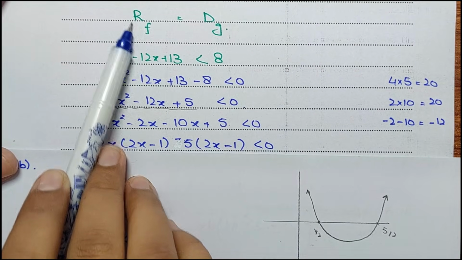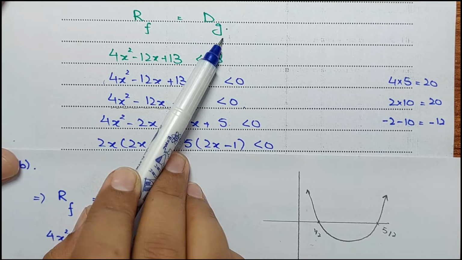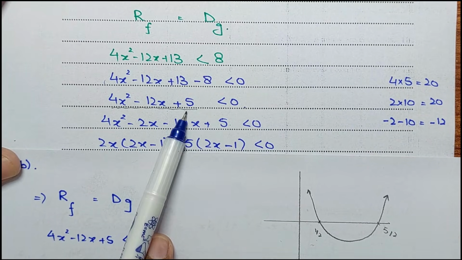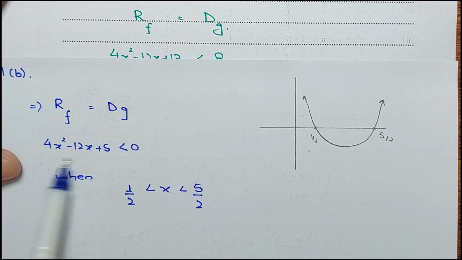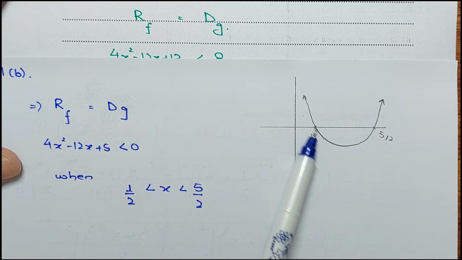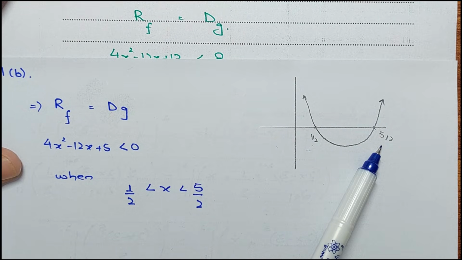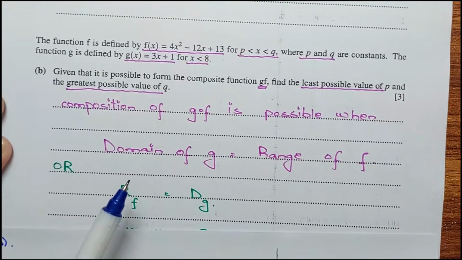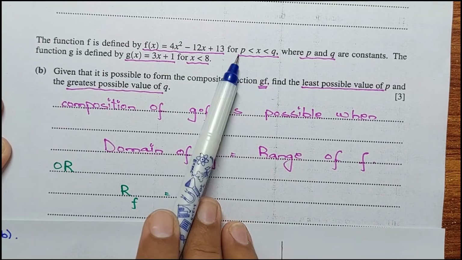Now here, the range of f equals the domain of g. So we have this expression, and it is less than 0. It is less than 0 when the x values are between 1/2 and 5/2. As you can see, x is between p and q.